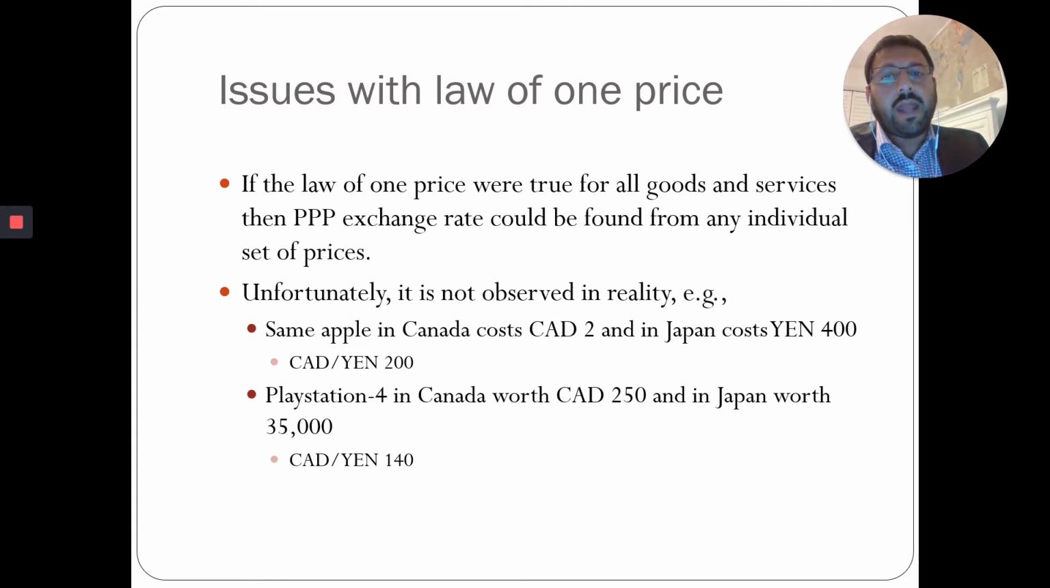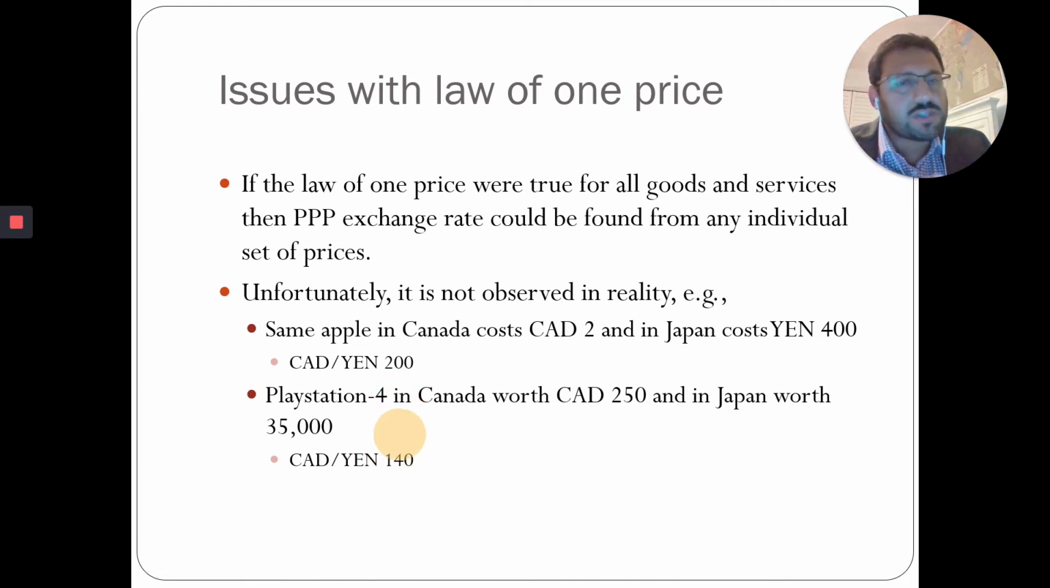Now, another example is the PlayStation 4. In Canada, its worth is 250 Canadian dollars. In Japan, with the same specs, its worth is 35,000 yen. If we try to infer the exchange rate from here by dividing 35,000 by 250, we see that the exchange rate turns out to be 140 yen in order to buy 1 unit of Canadian dollar. So this is the base currency, the Canadian dollar, and this is the price currency, yen. At a single point in time, only one exchange rate will prevail.